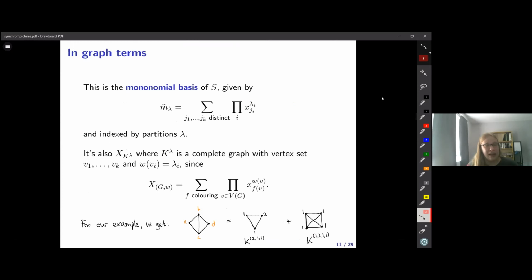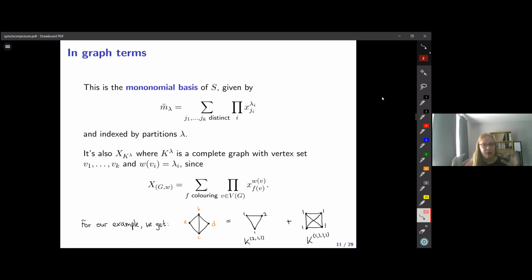And I like to think of things as graphs. So I like to think of the monomial basis really as the chromatic symmetric polynomial of a graph. And that graph is a complete graph with vertex weights. If you look at this term, it tells me that I have to use k different colors. And for each color, the total weight of vertices with that color should be lambda i for the different colors.